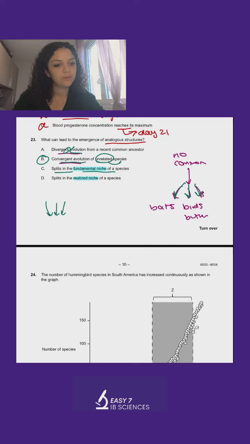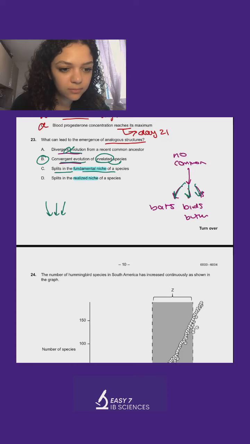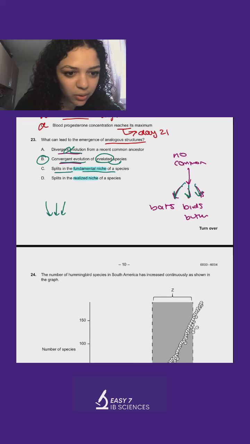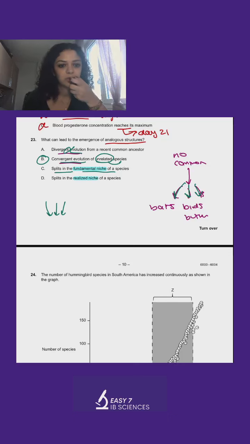Nice. Eve said fundamental is the actual diet habits, and realized is what they actually end up eating. Good, exactly. All the range is fundamental. Nice. Hopefully that makes sense, guys, because many of you said you didn't know in the beginning. Did that help, guys? I'm going to move on.